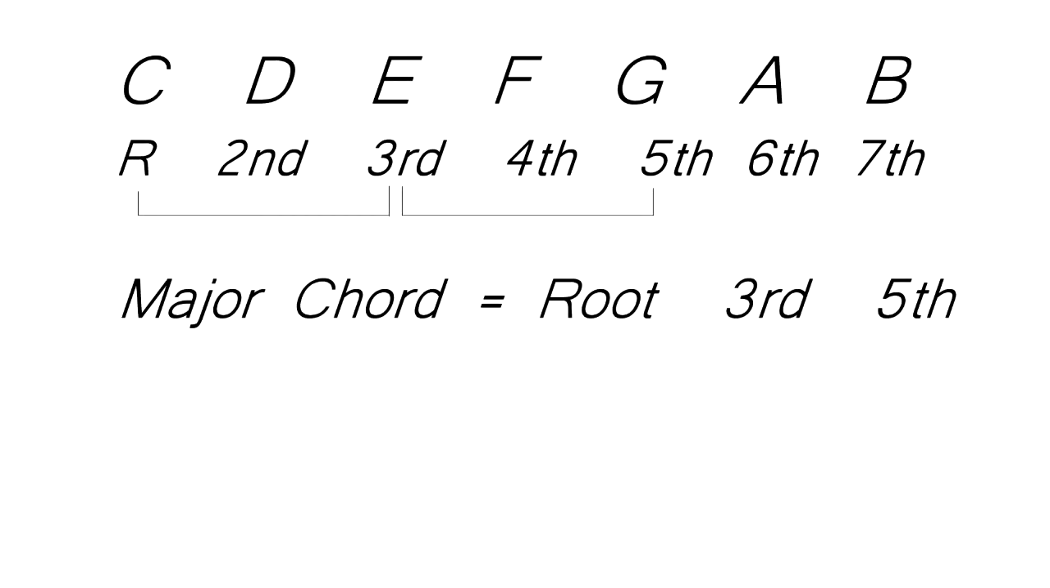A major chord is made up of the root, the third, and the fifth. A C major chord is made up of C, E, and G. Let's listen to how that sounds.